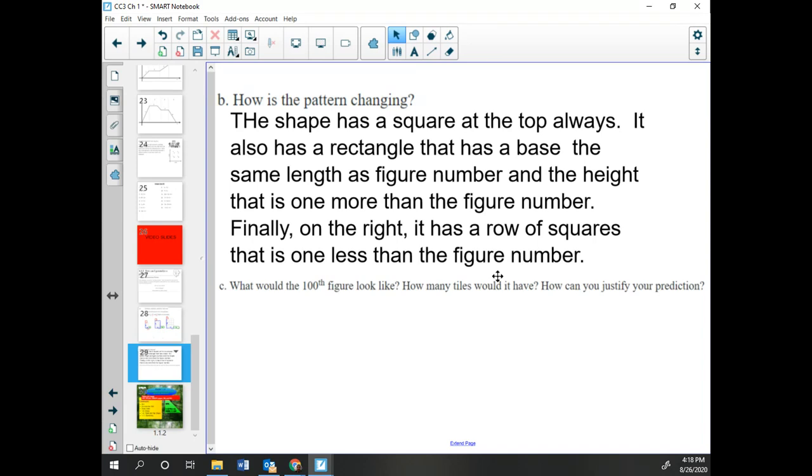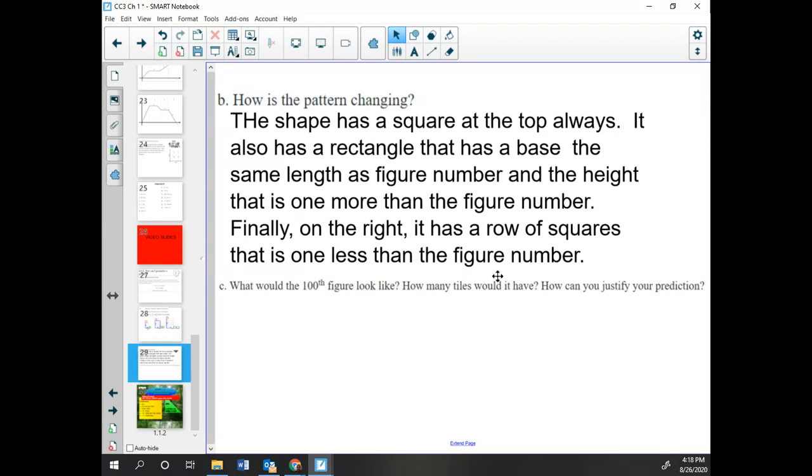Now, ladies and gentlemen, that is it for me, because your challenge is to answer question C, which says, what would the 100th figure look like? How many tiles would it have? How can you justify your prediction? Now, I am not asking you to draw figure 100, because figure 100 will be gigantic. But what I'm asking you to do is to describe it, okay?